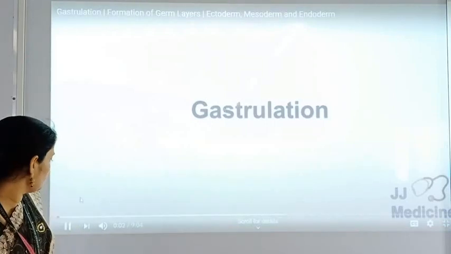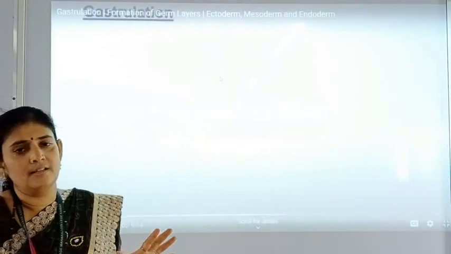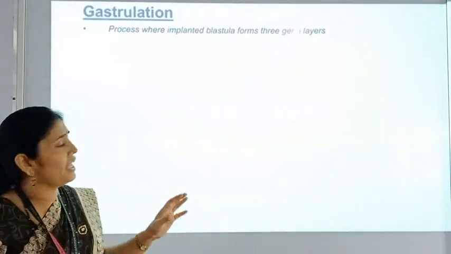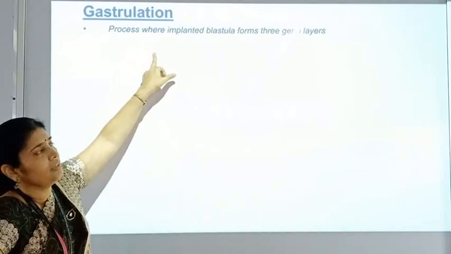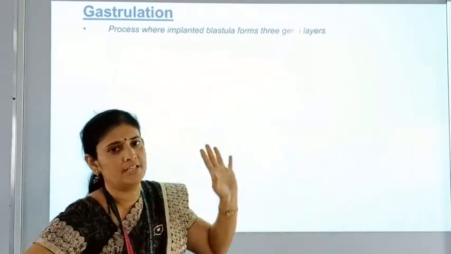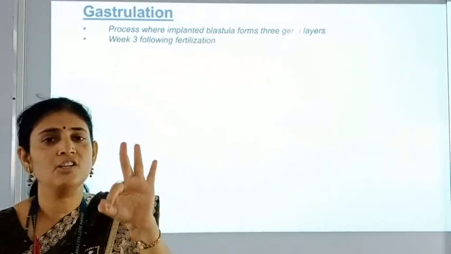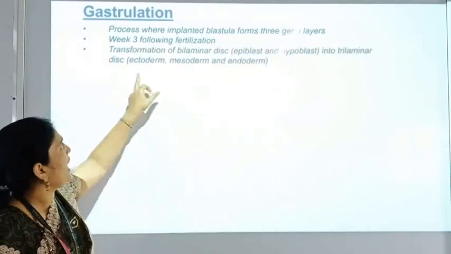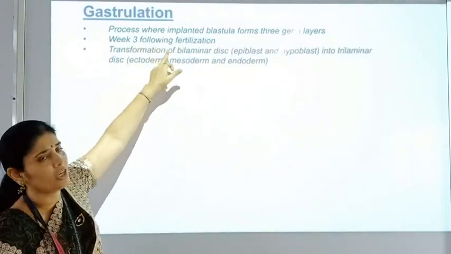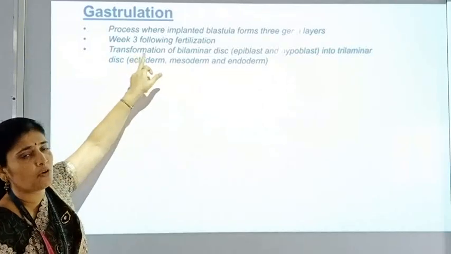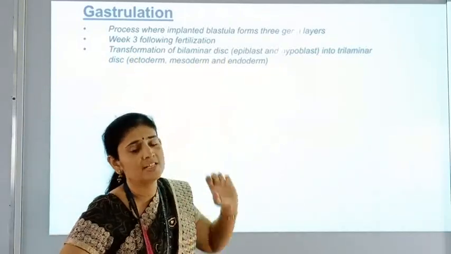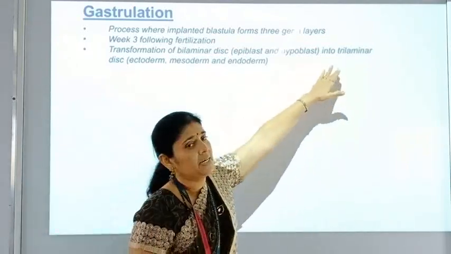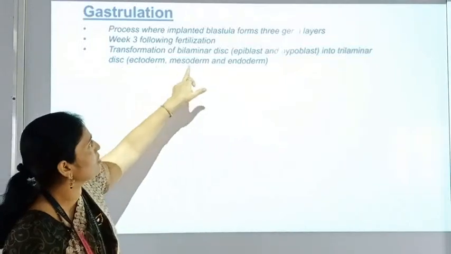In this process of gastrulation, the gastrula is formed from the blastula. That process is called gastrulation, where the implanted blastula forms 3 germ layers. It takes about 3 weeks following fertilization, and there is transformation of the bilaminar disc, meaning epiblast and hypoblast formed in the gastrula, into the trilaminar disc, that is ectoderm, mesoderm and endoderm.